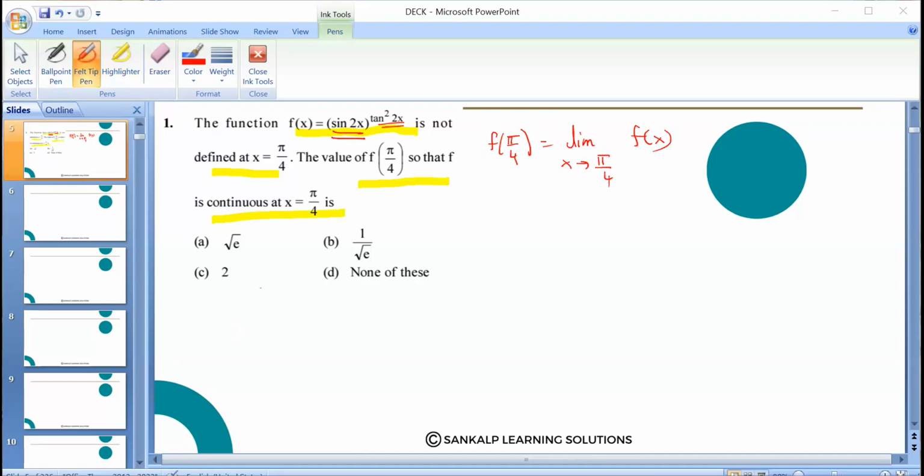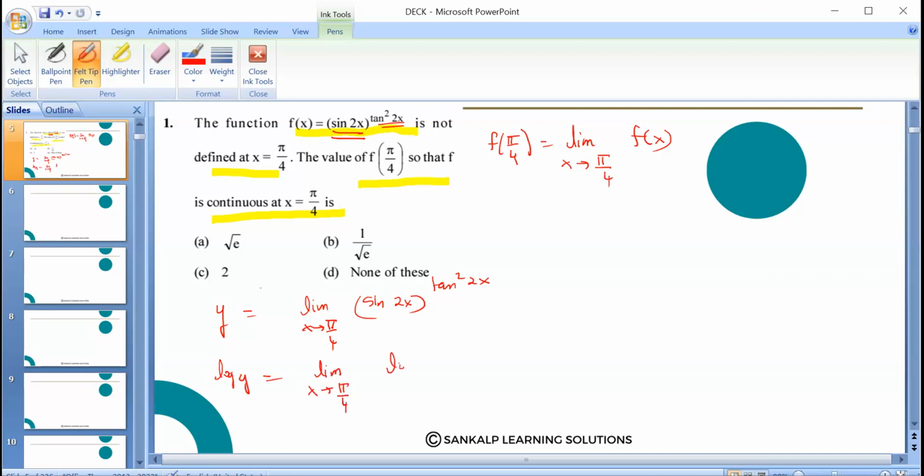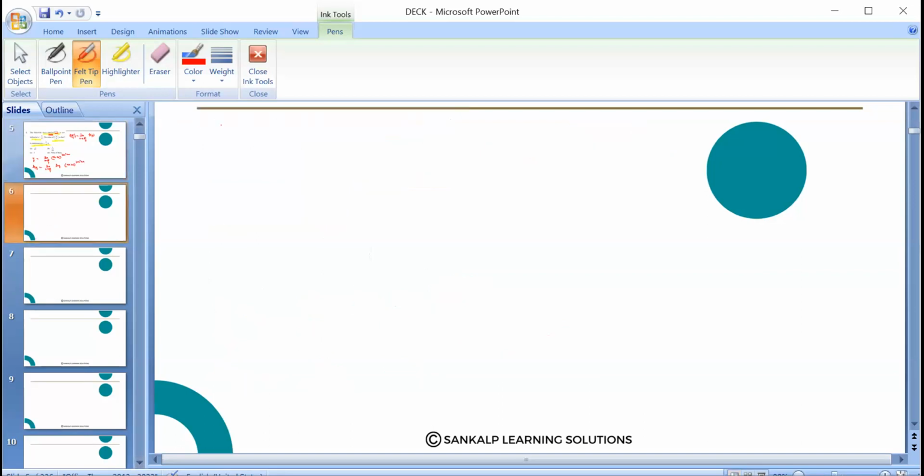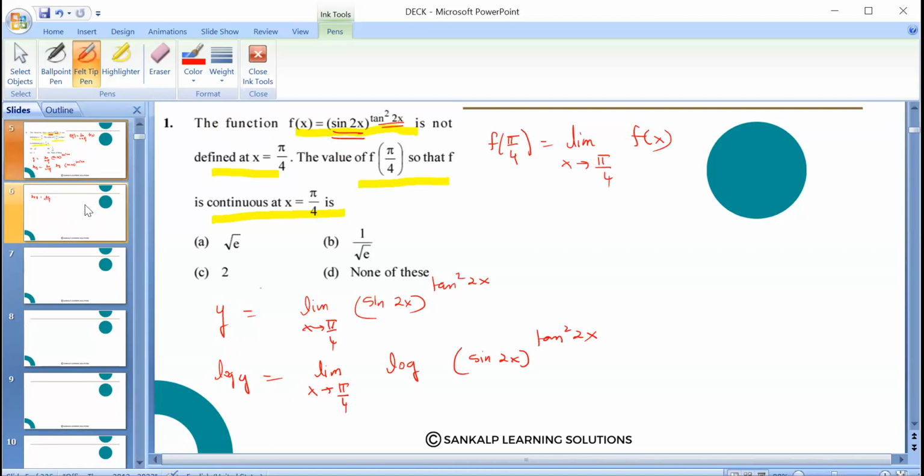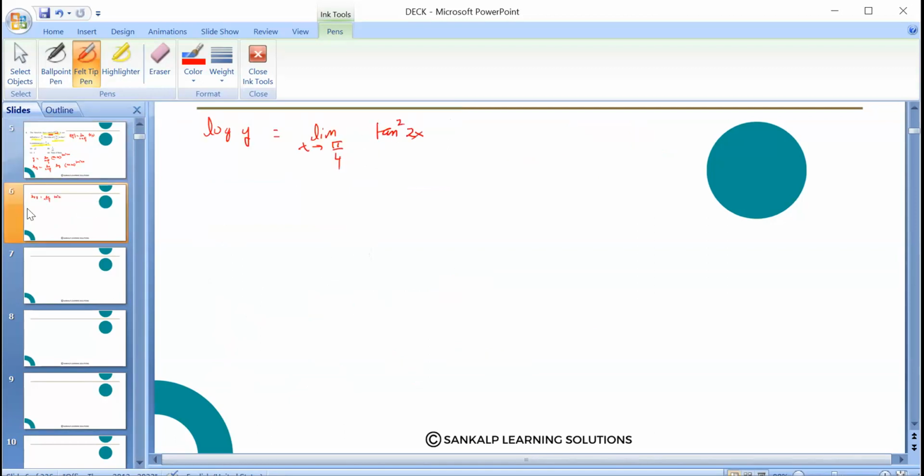Both base and power have x. So we will take y as the limit of sine 2x whole power tan square 2x as x approaches pi by 4. But we have to take log on both sides because the base has x and the power has x. Log of sine 2x whole power tan square 2x. So from this, log y will be equal to the limit as x approaches pi by 4. The power will come outside the log using properties of log. Tan square 2x will be outside, log of sine 2x.